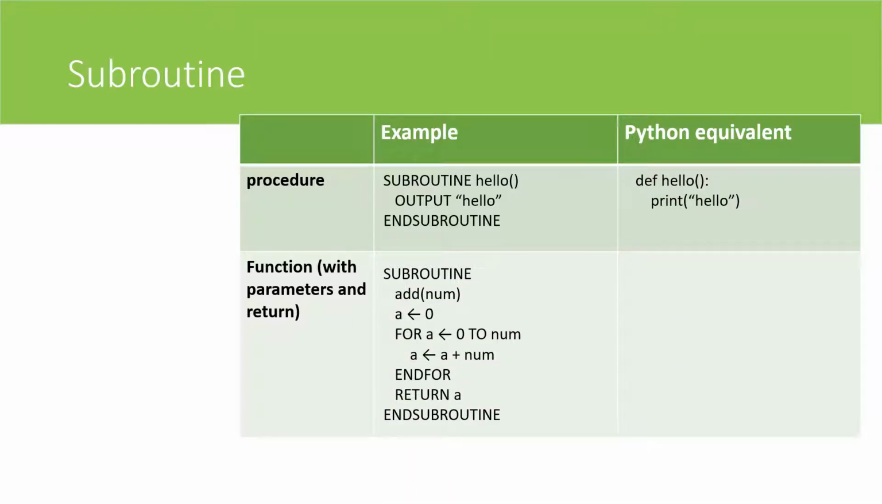And then functions that have both parameters and return values. In this example here, we're just adding up the numbers up to a certain value. Again, we have a subroutine called add. It has just one parameter called num, and then you have the operations within the subroutine, finishing off with the return here to define it as a function rather than a procedure, and then we end subroutine. So the equivalent for Python is given as well.